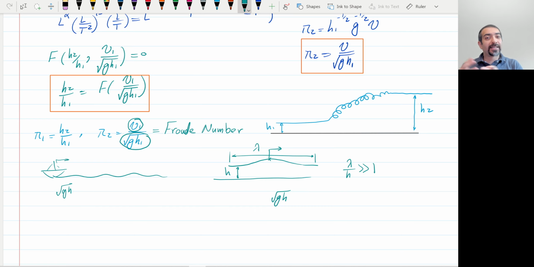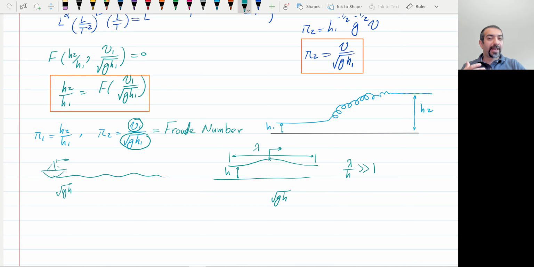If Froude number is less than 1, it means that you're moving slower than the speed of the wave. So the waves that you generate can propagate upstream of you. If you travel at Froude number unity, or velocity equal to the square root of gh, this is a critical case in which the waves that you generate kind of stick with you.